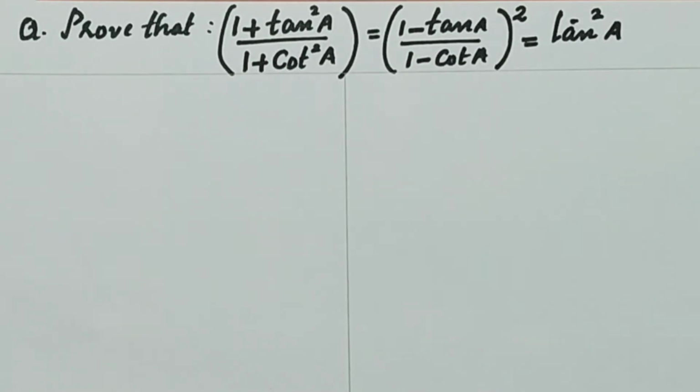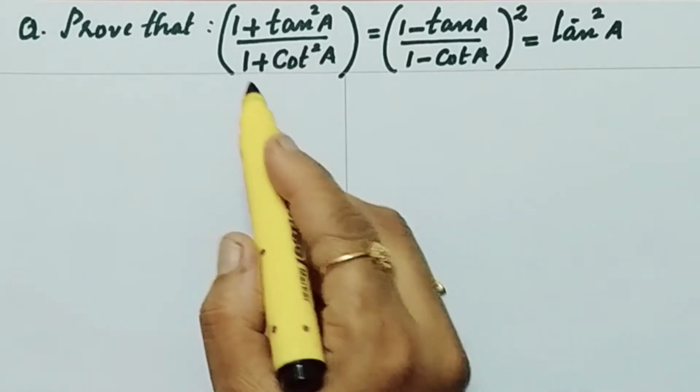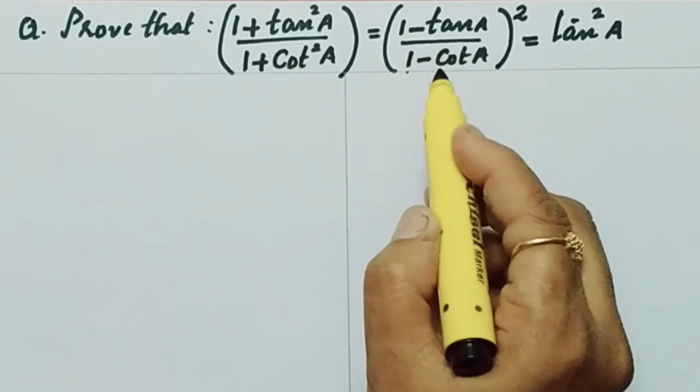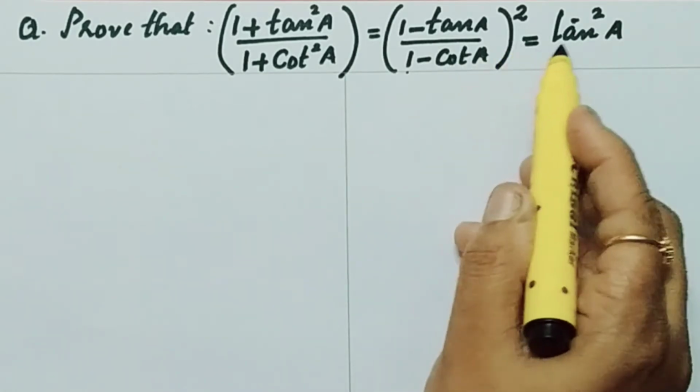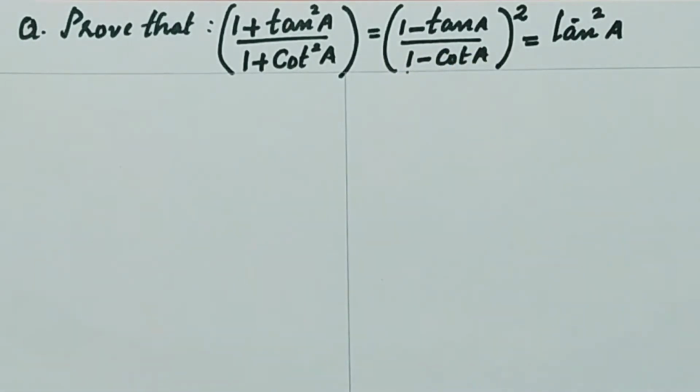Come with another question. Prove that (1 plus tan square A) by (1 plus cot square A) equals (1 minus tan A) by (1 minus cot A) the whole square equals tan square A. Two equal signs are there in the expression. How can we prove this?